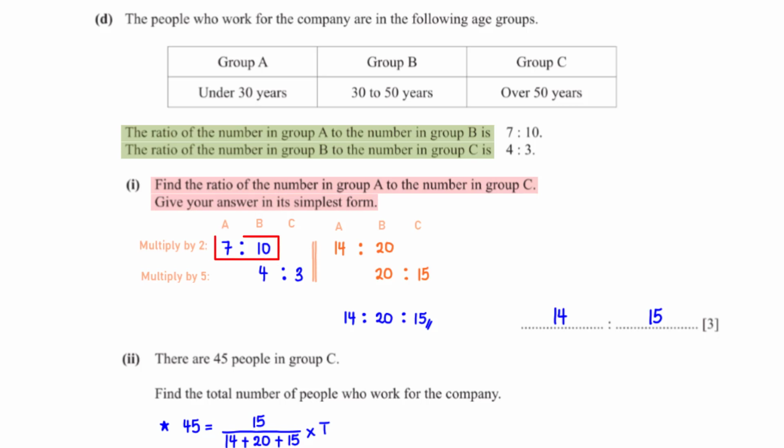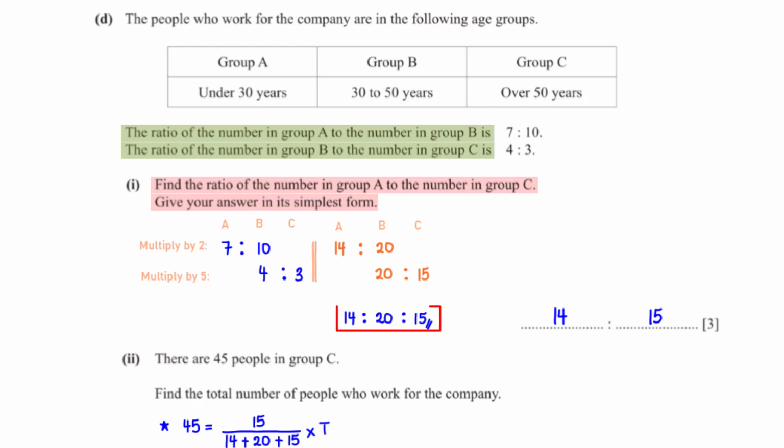We've been given the ratio of Group A to Group B as 7 is to 10. We've also been given the ratio of Group B to Group C as 4 is to 3. Group B is common in both ratios, so we need to make sure the value for Group B is equal for both. To do this, we multiply through the first ratio by 2. This gives us 14 is to 20. Then we also multiply through the second ratio by 5. This gives us 20 is to 15.